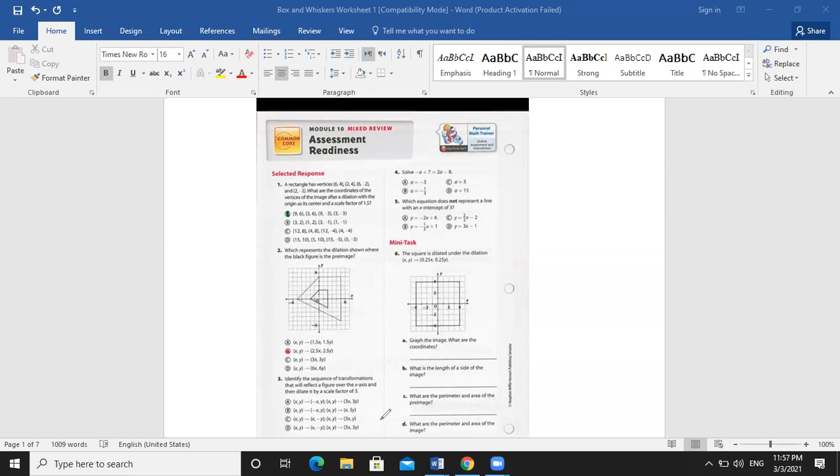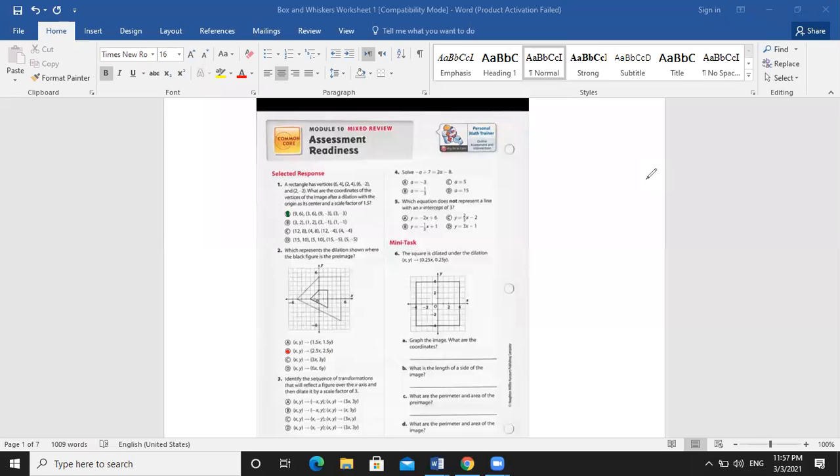Let's move to the next question. Miss, can I get the coordinates and multiply it by the image? Yes, you can get the coordinates, okay? And then you will divide the image by the pre-image. Okay, image divided by the pre-image. Let's move to the next point.